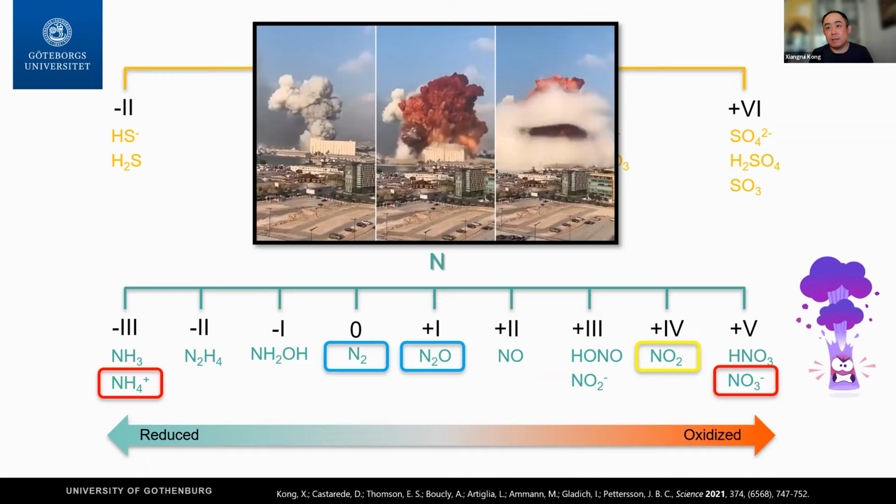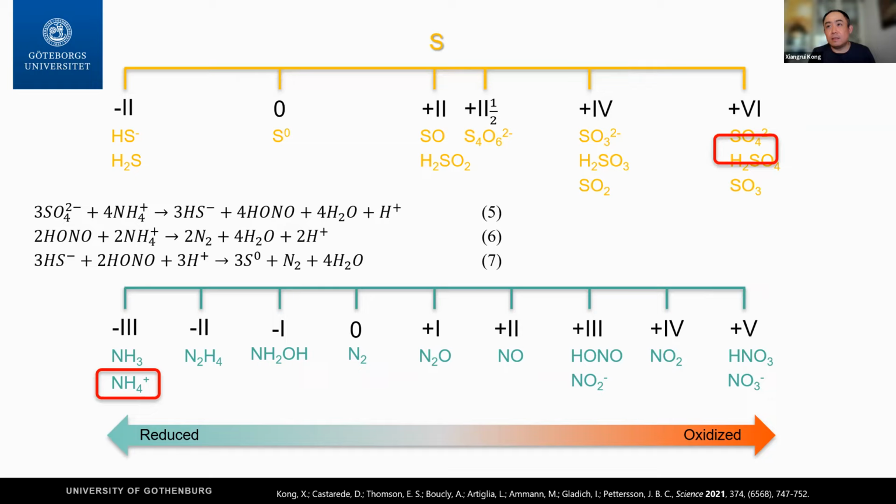So maybe there are some more oxygen-stasis species formed during these reactions. Now let's go back to the sulfur side, the most oxidized sulfur. And I put up this mechanism of reactions here. So we have these two reactions, with ammonia and sulfate as reactants.